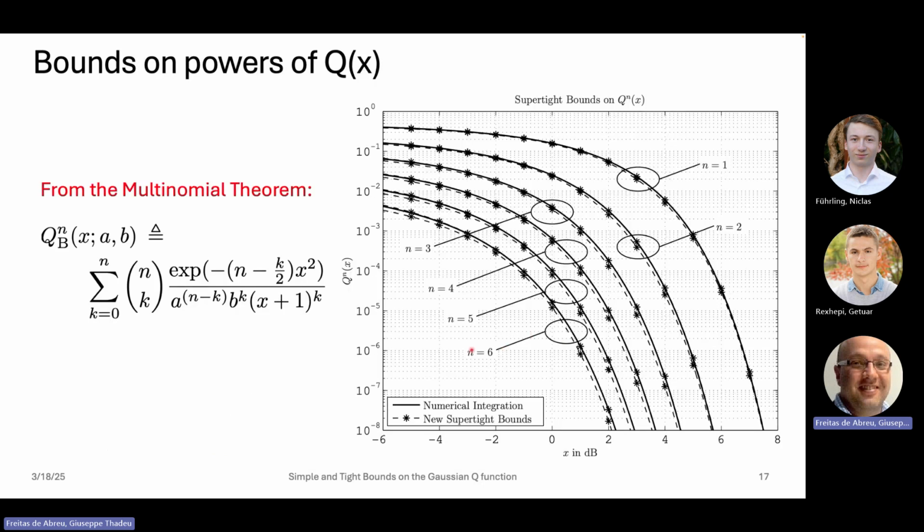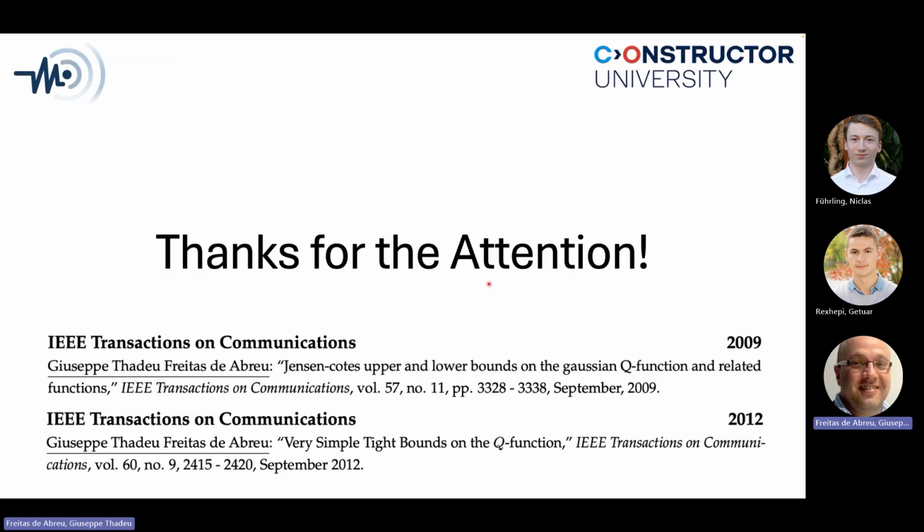And now my last word about this is to point out that if you use these bounds in conjunction with the multinomial theorem, you can also find very nice upper and lower, very tight bounds on the powers of the Q function, all obtained in terms of series of algebraic terms and exponentials. And with that, I thank you for your attention and refer you to these articles here if you want to see any more details. And if you have any questions, go ahead.